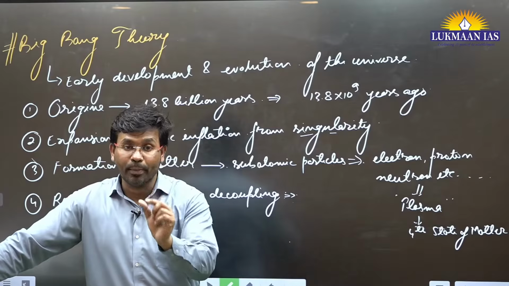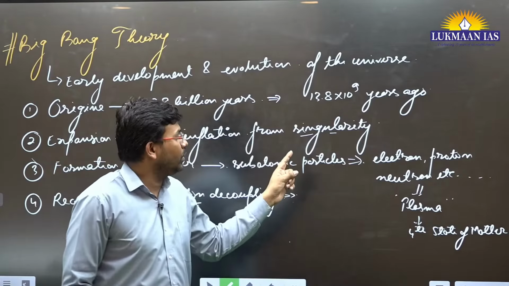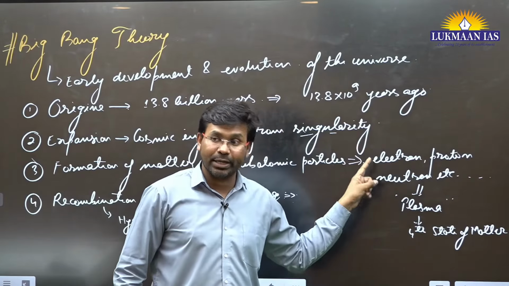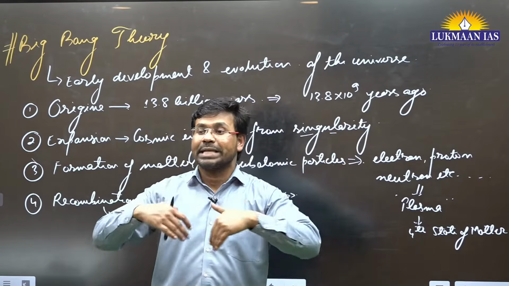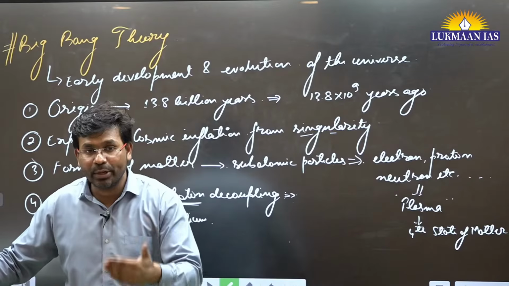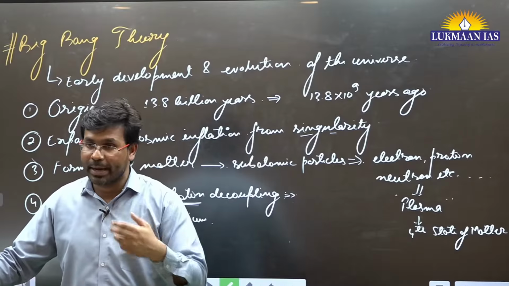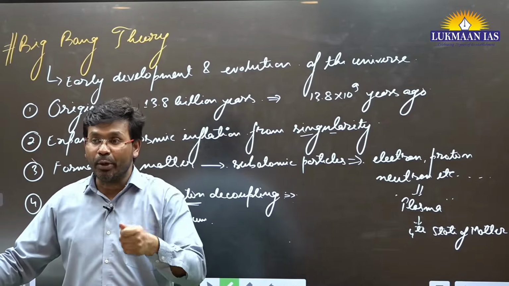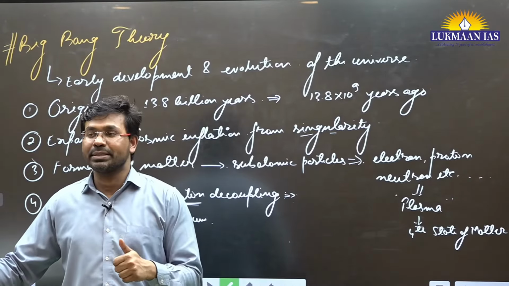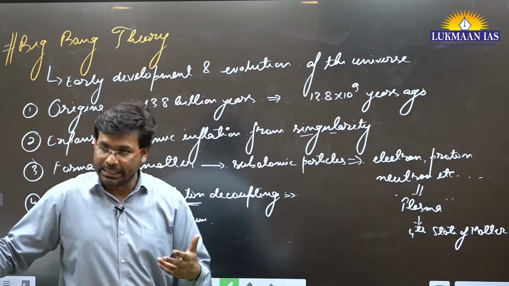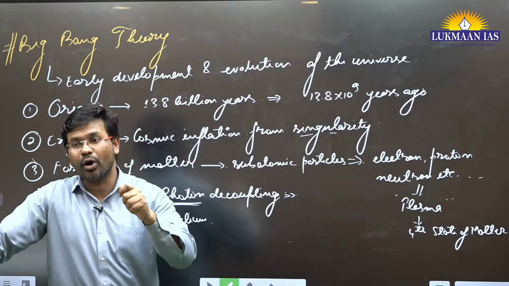Formation of subatomic particles happened that include electron, proton, neutron, etc. I have written etc., not only electron, proton, neutron, because scientists are still doing research. They have further come up with other subatomic particles, known as fermions, right? They are known by other names. So we are going to understand those subatomic particles when we go into the discussion of modern physics.